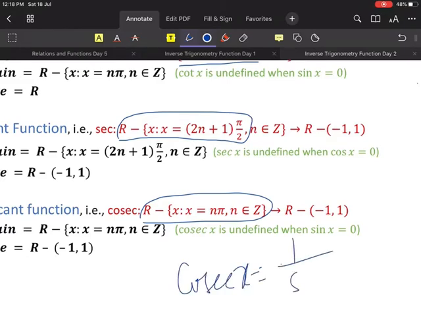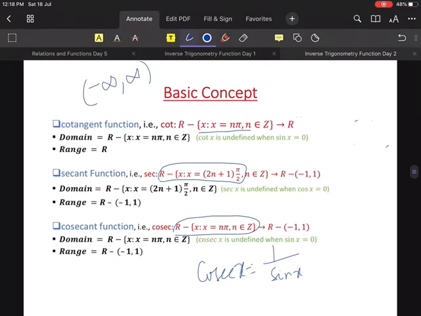Cosec is what? It's the same thing. Cosec x is 1 by sine x, right? When does sine x become equal to 0? The same thing we have done in cot x. Cot x is undefined when sine x is equal to 0. Cosec is undefined when sine x is equal to 0. So the domain of cot x and the domain of cosec x will be the same.